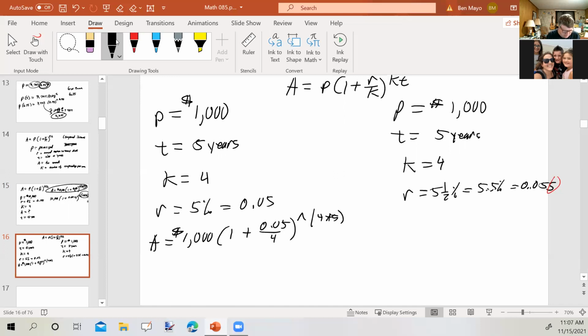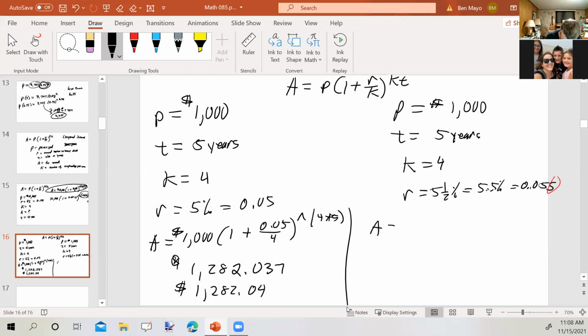Okay, 1,000 parentheses 1 plus 0.05 divided by 4, close that whole thing up, raise it to the power parentheses 4 times 5, and I get 1,282.037. So $1,282.04.